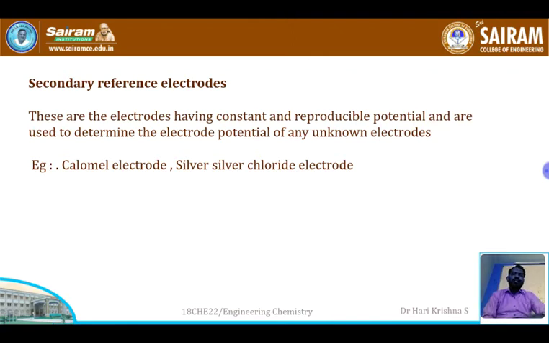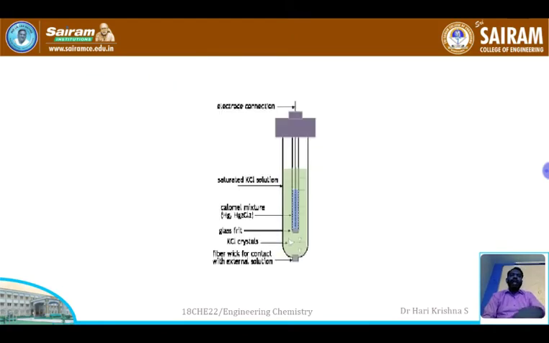One such example, let us take the calomel electrode and see the construction and working of this calomel electrode. What do you understand by calomel? Mercurous chloride. Commercially, it is known as calomel. So let us see the construction and working. The calomel electrode consists of a glass tube with a side tube. At the bottom of the glass tube, we are going to place mercury.